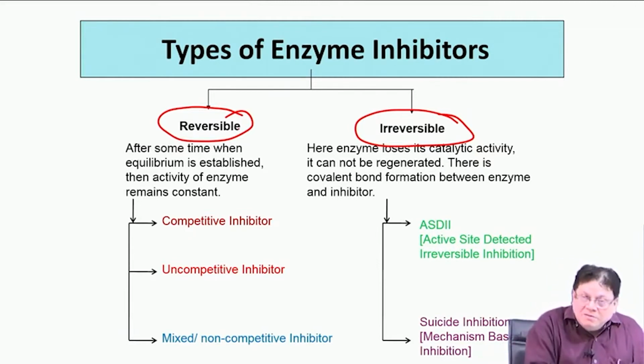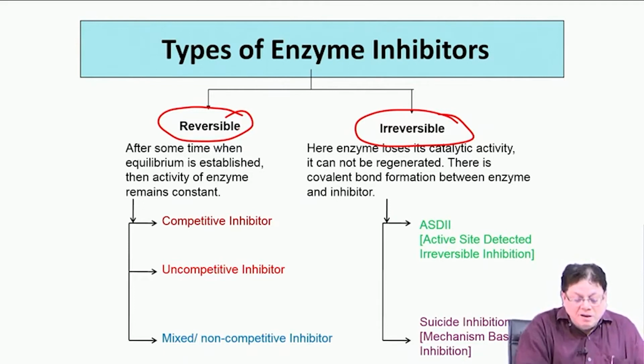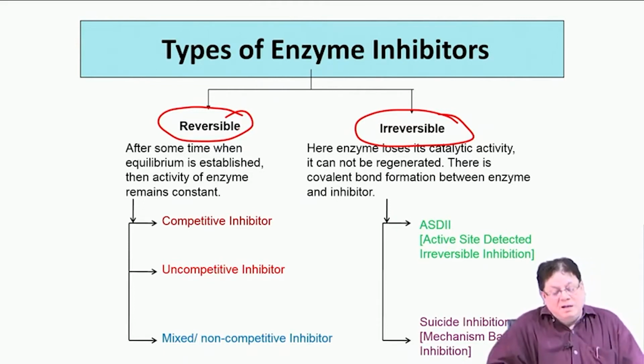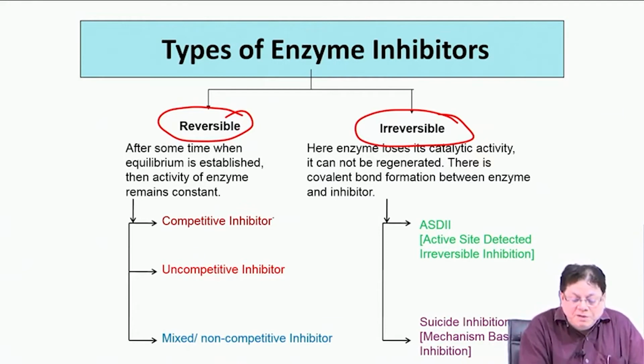Now, let us consider the reversible one. Again, you usually have three classes of reversible inhibitors. One is the competitive inhibitor.